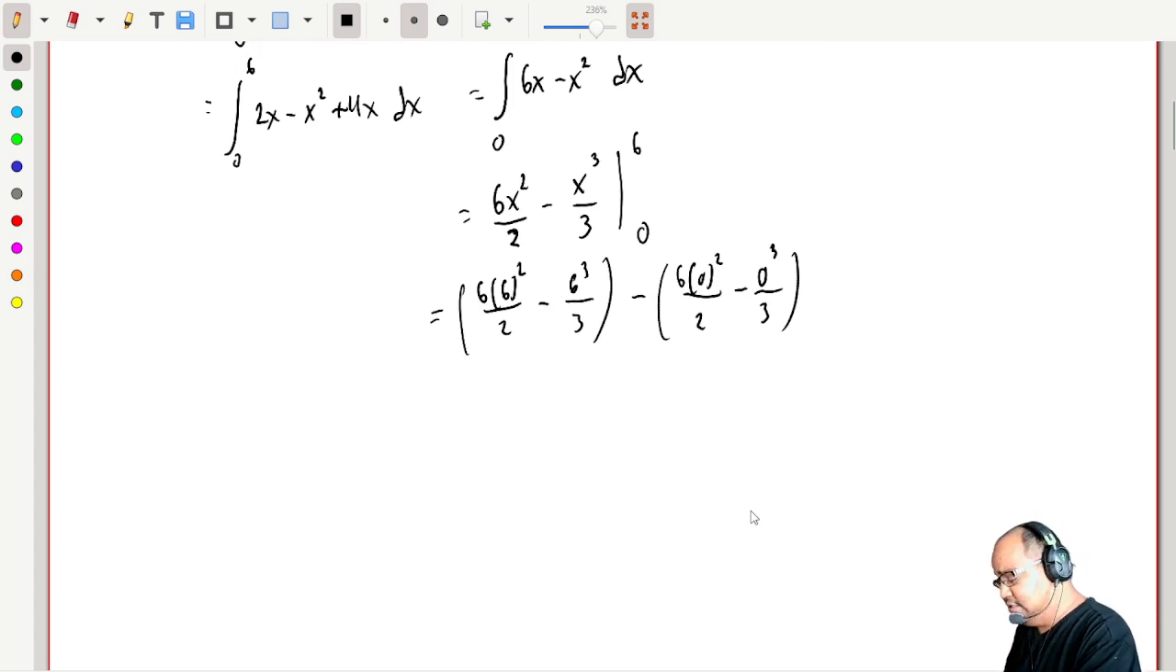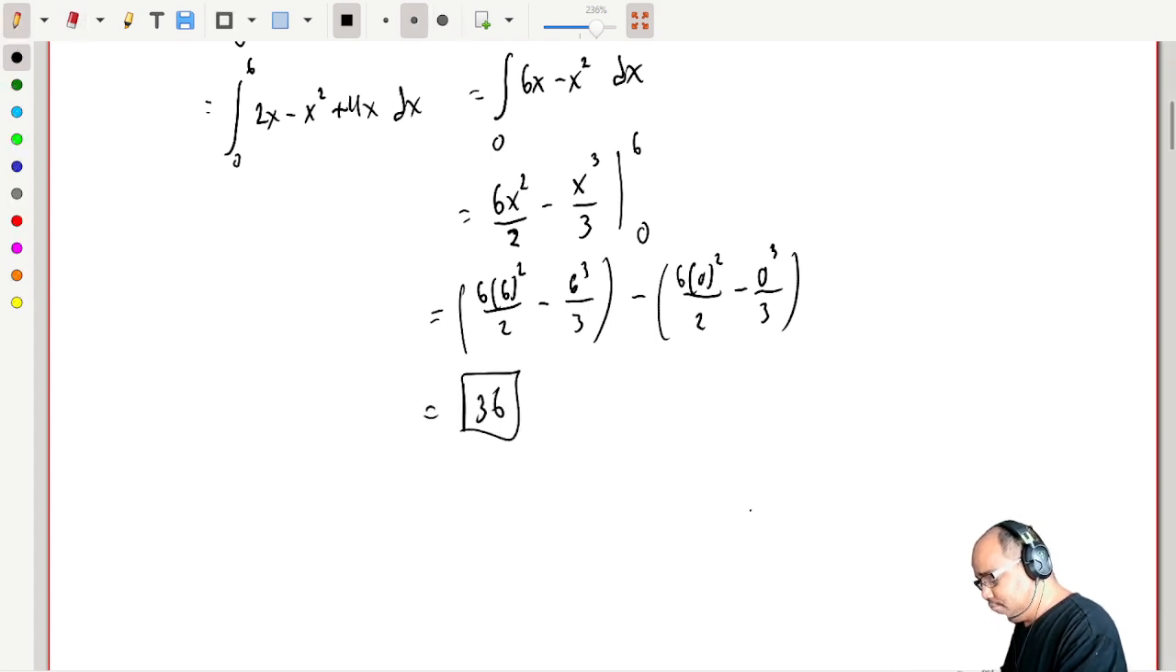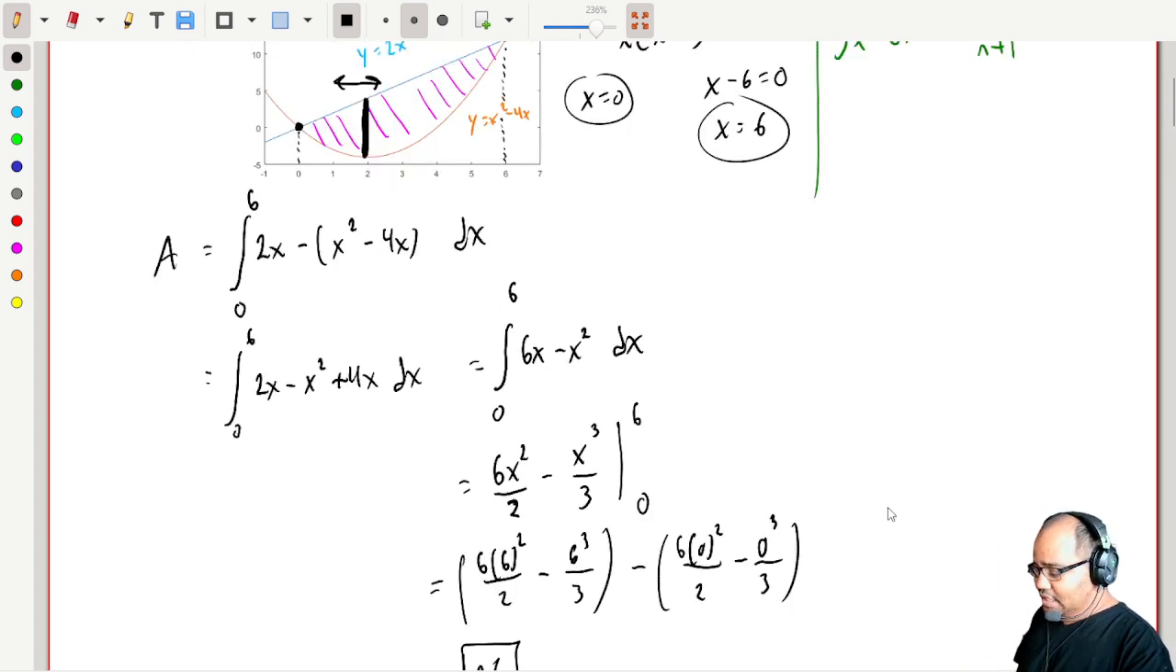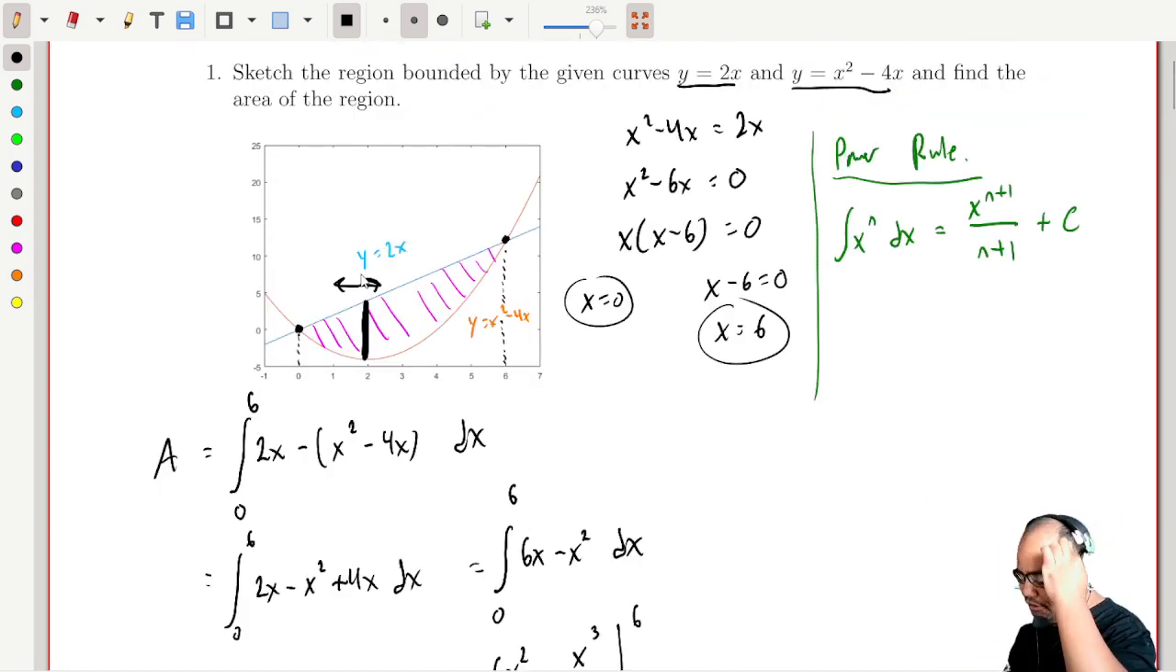Keeping in mind the parentheses here with the grouping symbols, let's see what we get when we do all that work. So I will have 6 times 6 squared divided by 2, and then minus 6 cubed divided by 3. Turns out that all we get is just 36. And that is the area between our two curves here. So that magenta area that we were trying to find before has area of 36.